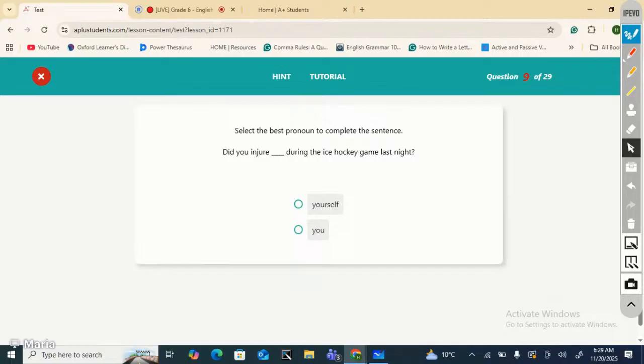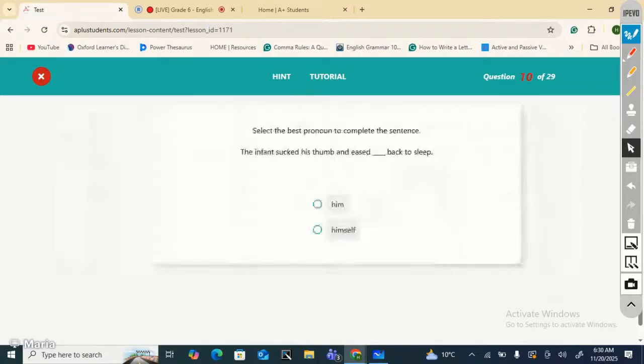So someone is saying it's option one. Asha is saying it's yourself. Option one is also yourself. So yes, you need a reflexive pronoun to refer back to the subject you. Did you injure yourself? And we are talking about a single person here. You here is used for one person. That's why yourself is used. Did you injure yourself during the ice hockey game last night?